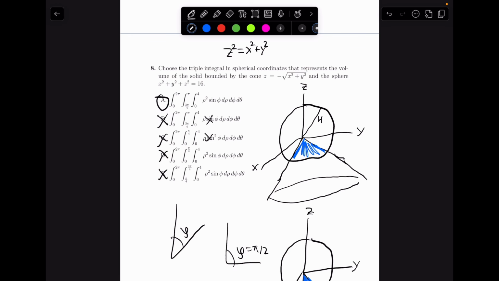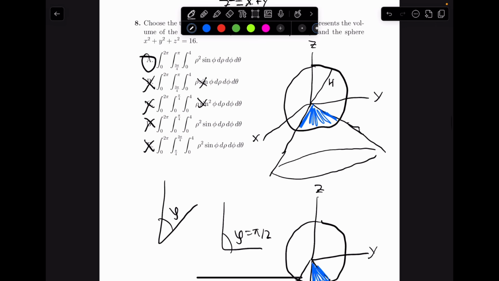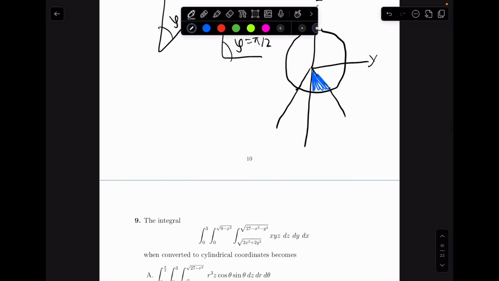But yeah, this is going to be our answer because E clearly can't be right with phi ending at 3 pi over 4.